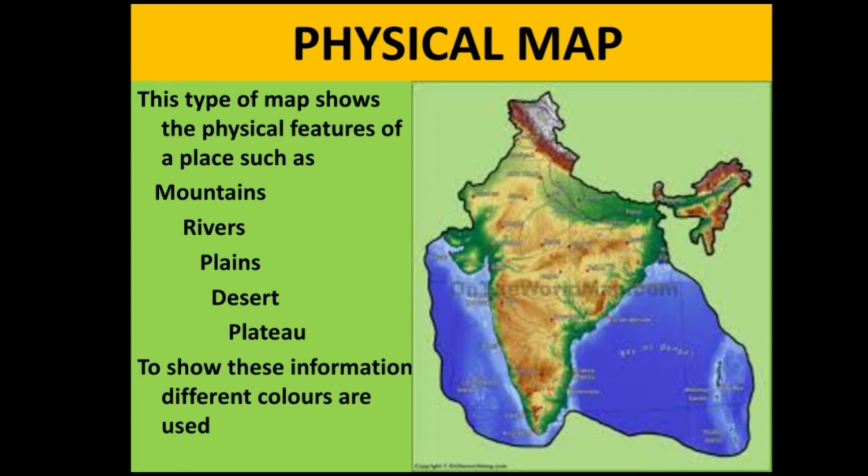So here you can see this is the physical map of India, in which different colors are used to show different kinds of landforms. It means at which part of India which kind of landform is there, where is the desert, where is the plateau, where is the mountain, where are the plains. So in this way we use different colors to show different physical features. So this map is called a physical map.